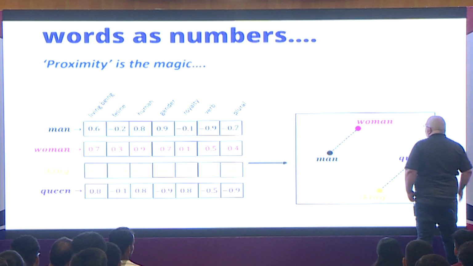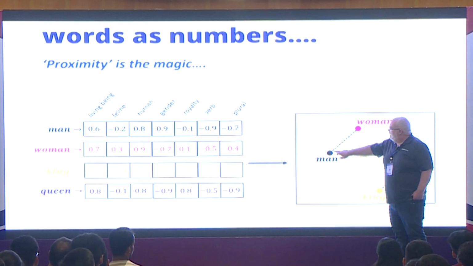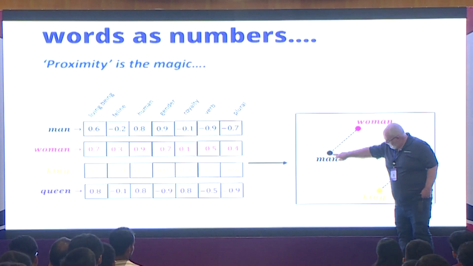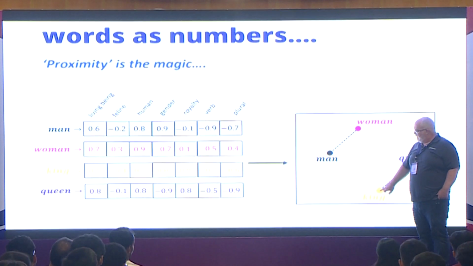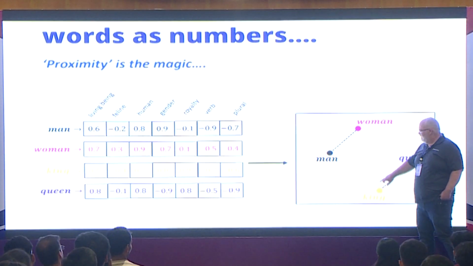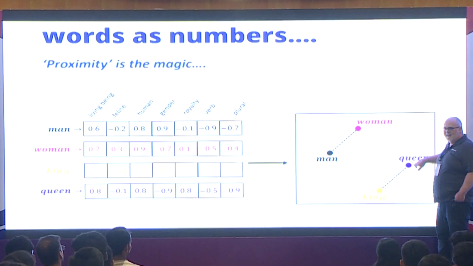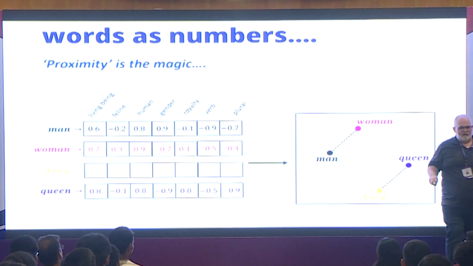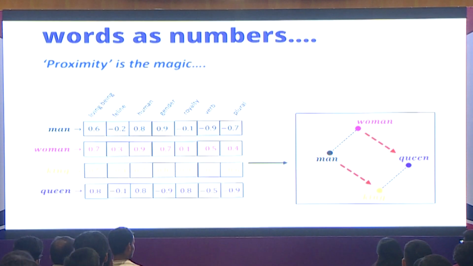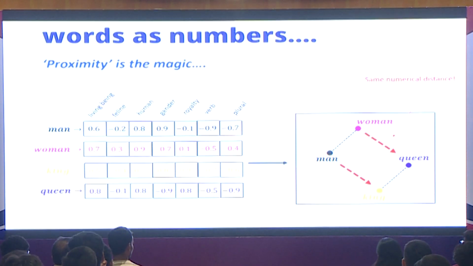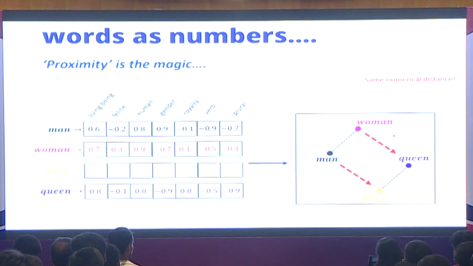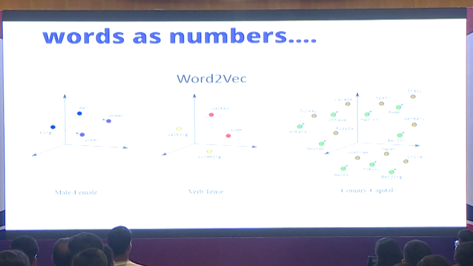I can say man minus king equals, okay? So you see how it works? So this is how the relationship then works. It's the same numerical distance. And words as numbers, to expand it out.